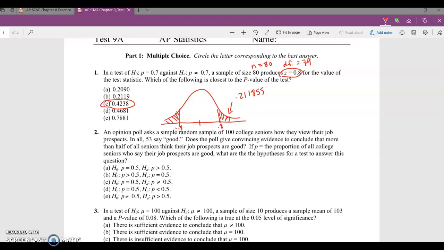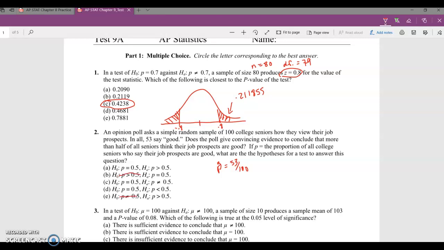Right, number 2, opinion poll asks a simple random sample of 100 college seniors how they view their job prospects, and 53 say good. So my p hat is 53 over 100. Does the poll give convincing evidence to conclude that more than half of the seniors think their job prospects are good? So we would start with a null of p equals 0.5.